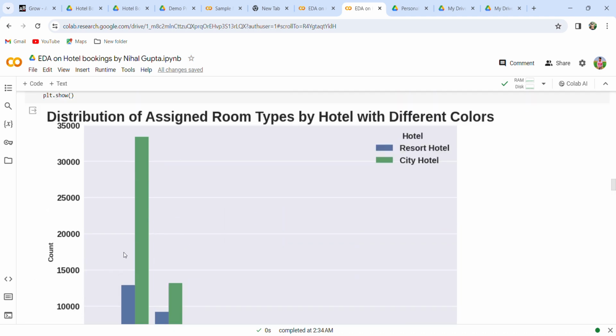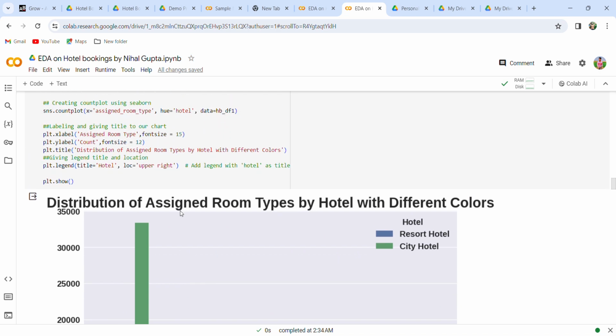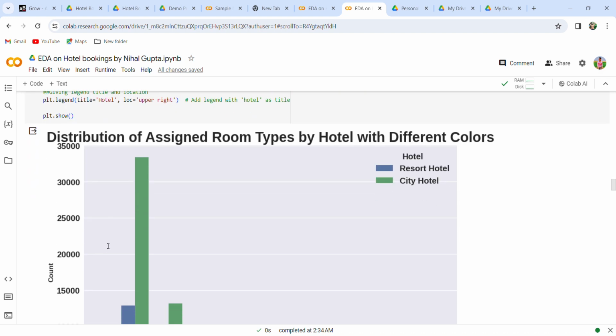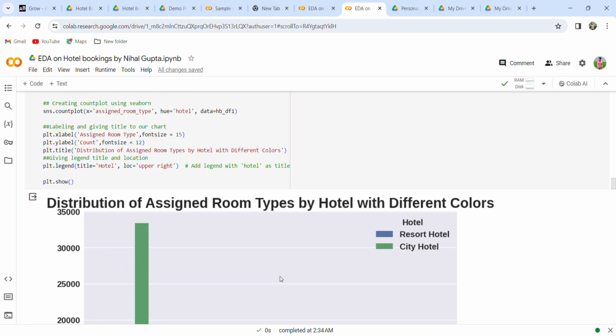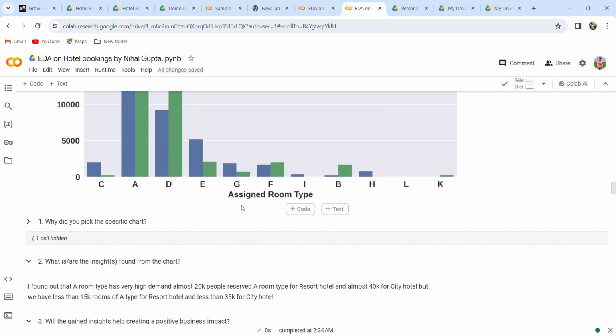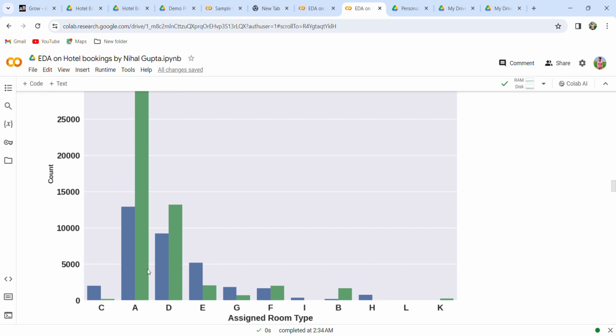Here are the assigned room types. Here we are using a bar chart, and also we have got the data for the distribution of assigned room type with hotel, and here are the assigned room types. So here also we can see that A room type is more preferred.